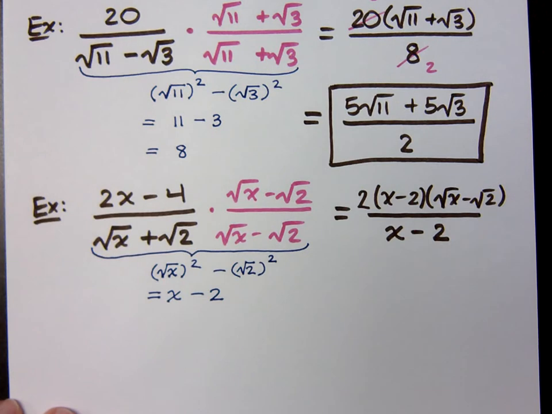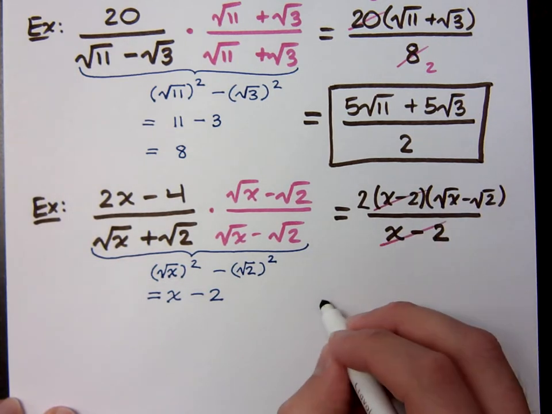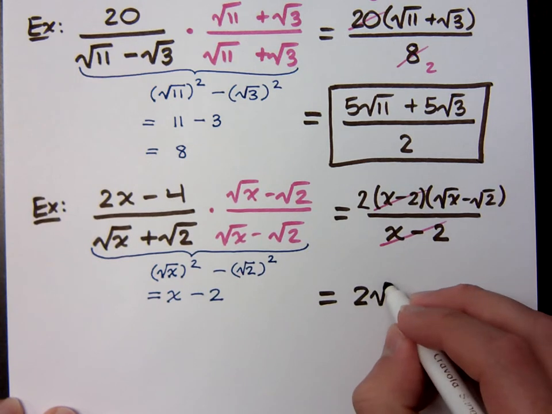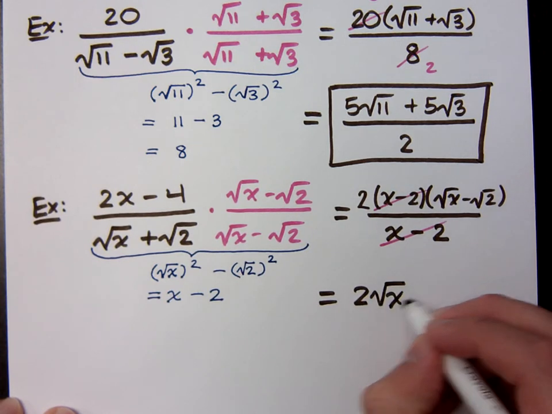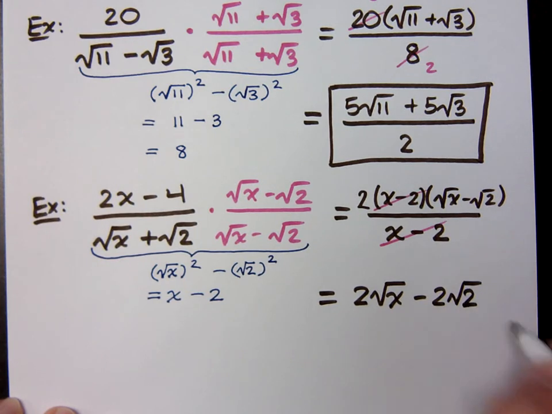But look at what I have. What can you do? Cancel out the x minus 2. You cancel out the x minus 2's, and so you really just have what? You have 2 square roots of x minus 2 square roots of 2. If you take that common factor and you distribute that to the square root of x minus the square root of 2.